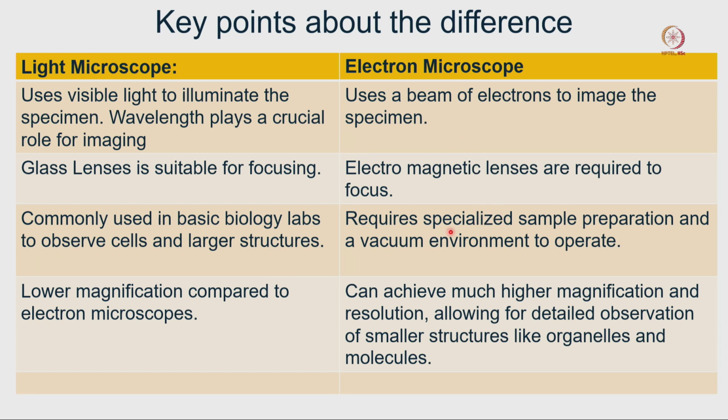For the electron microscope we need a specialized sample preparation technique and a vacuum environment to operate it. The light microscope has lower magnification compared to the electron microscope. For glass lenses we cannot go beyond a certain magnification, which we will discuss more when we discuss the wavelength of the photon and electron. The electron microscope can achieve higher magnification and resolution, allowing detailed observation of smaller structures like organelles and molecules.